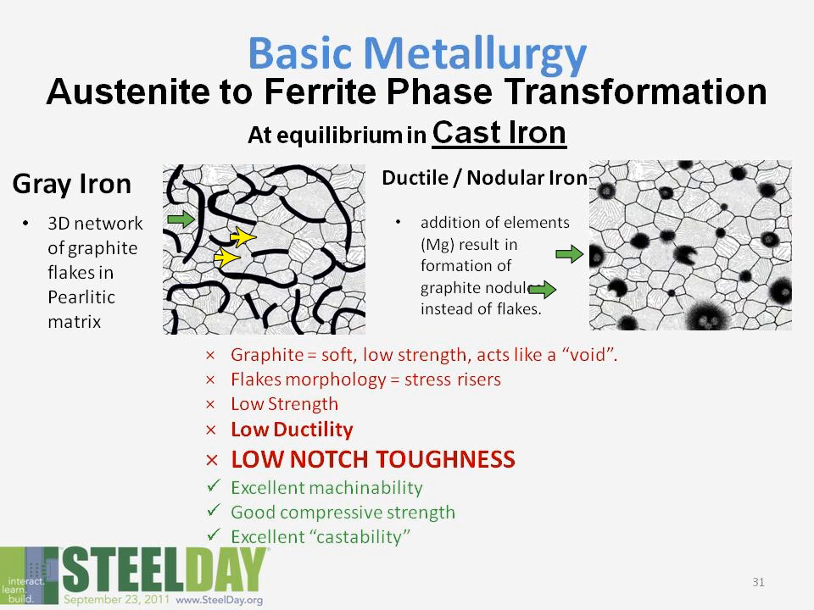The problem with the graphite within the material is that graphite is a very soft, low-strength material. Essentially, the lead in your pencil is graphite. So it acts like a void in the structure. So these graphite flakes act as stress risers within the cast iron. It gives us very low strength, low ductility, and very low notch toughness. The benefits of cast iron, if you're doing some machinery bases or you're doing some ornamental work, are that it is very machinable, has good compressive strength, and excellent castability.